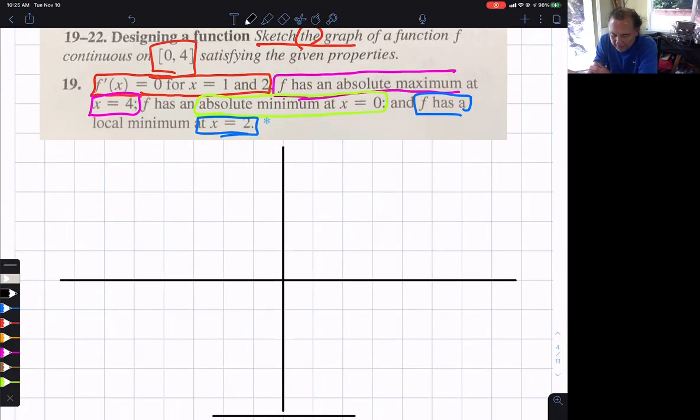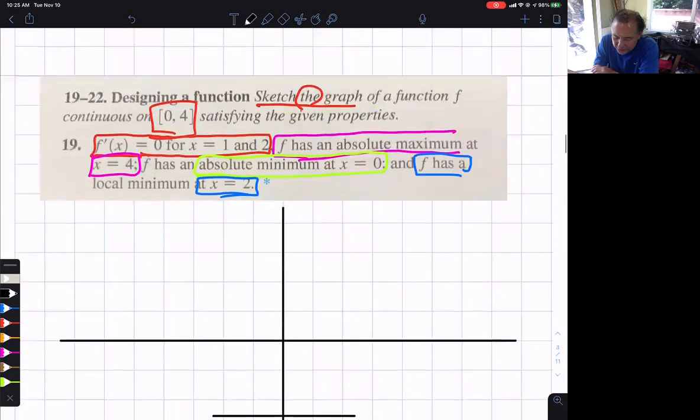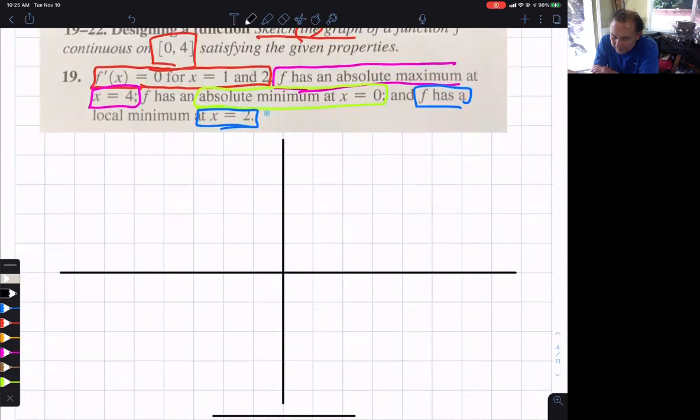Let's look at what's happening at 0. What's our domain again? 0 to 4. Let's look at 0. It says there's an absolute minimum at 0. I don't know where it's going to be, but at 0, I'm going to put a dot as far down as I can on my screen. That's going to be my minimum value. Absolute minimum at 0. We're done with that.